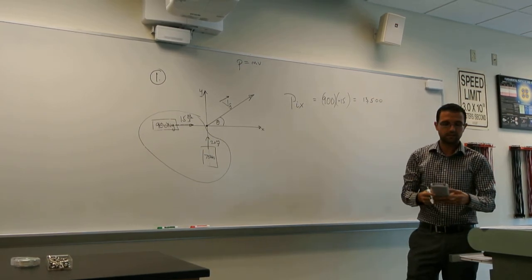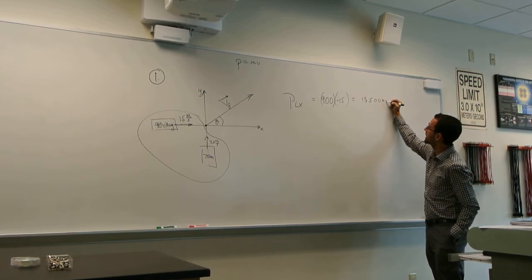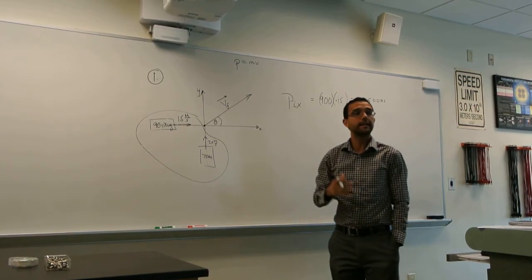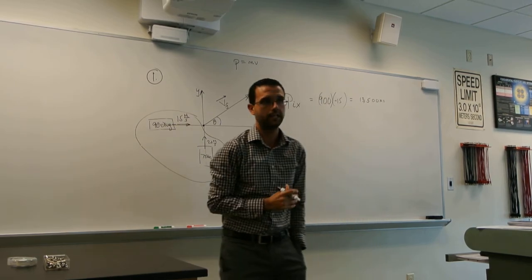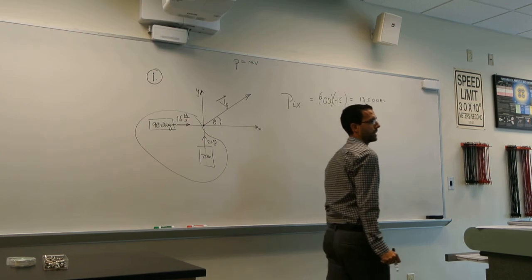Okay. And what are the units for momentum? Joules, is that true or false? False. That's energy. So this is momentum. This is either newton seconds or equivalently kilograms times meters per second. Okay, it's the same thing. So I have 13,500 newton seconds of positive x momentum.